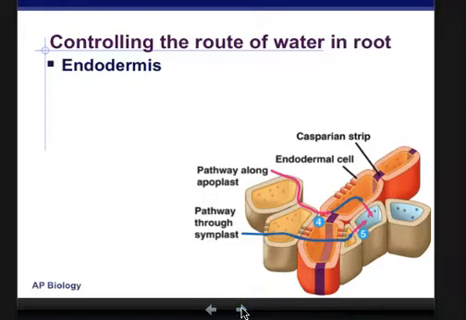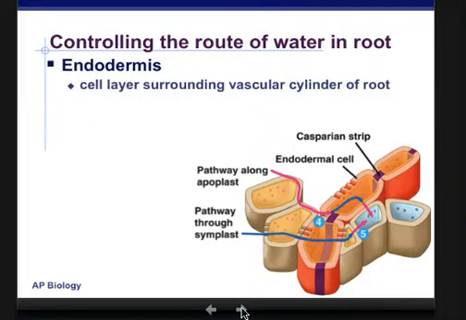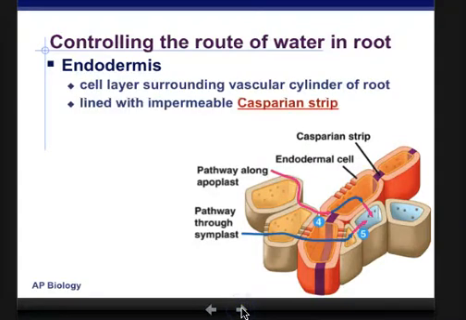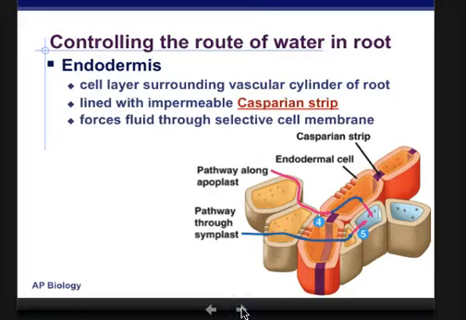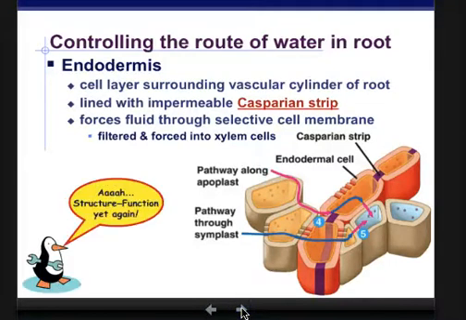I'm sure you have. The endodermis, the cell layer surrounding the vascular cylinder of the root, is lined with the Casparian strips, and it forces fluid through the selective cell membrane. And it acts as a filter, so it can leave out what it doesn't want. Here comes a penguin. Structure and function yet again.